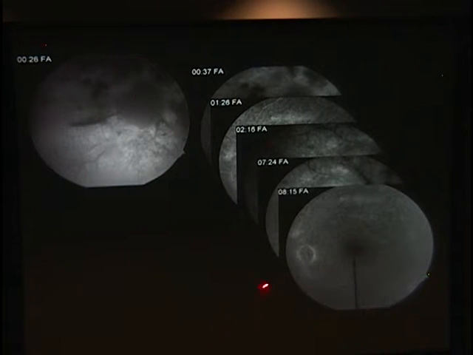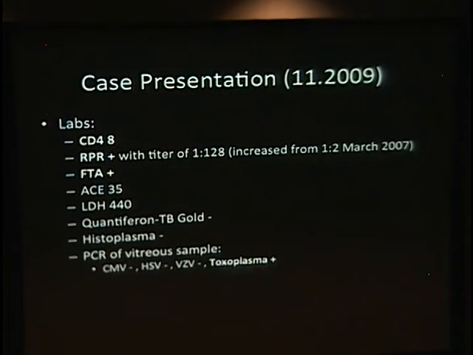You go over to the left eye, and he's got a little bit of staining around the disc, which is pretty normal, but he's got these little patches that make you wonder if the left eye is involved as well. So again, you have to take a step back, and your differential is still broad in this patient. His CD4 count's now 8. He did have an RPR and an FTA that were, again, positive.